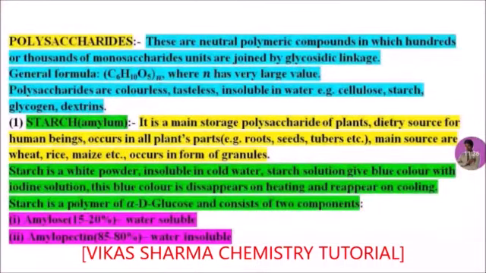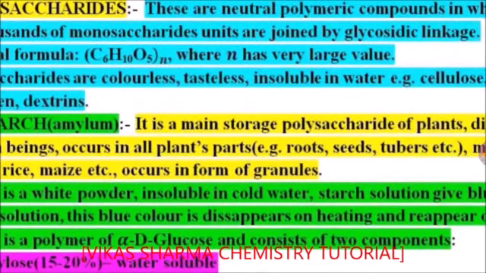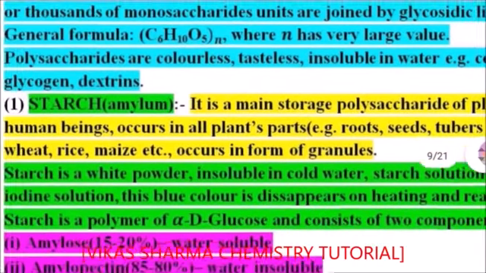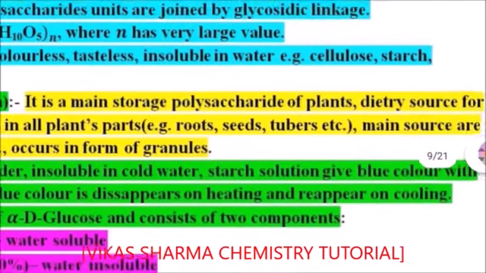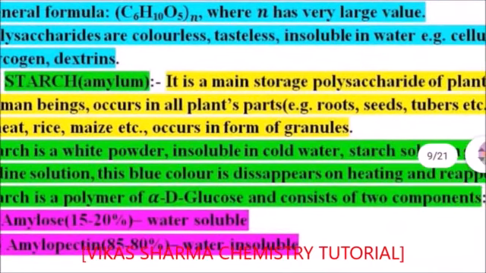So students, let me start another topic known as polysaccharides. These are neutral polymeric compounds in which hundreds or thousands of monosaccharide units are joined by glycosidic linkages. The general formula of polysaccharides is C6H10O5 multiplied by n, where n has a very large value. Polysaccharides are colorless, tasteless, and insoluble in water. Examples such as cellulose, starch, glycogen and dextrins are considered in this category.